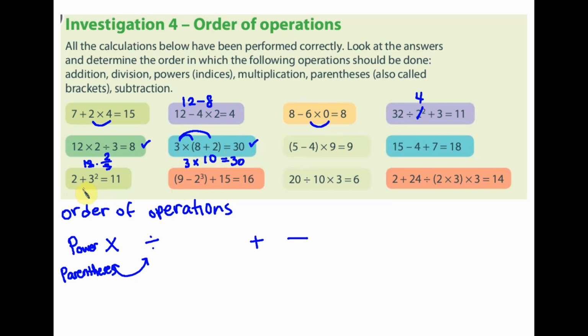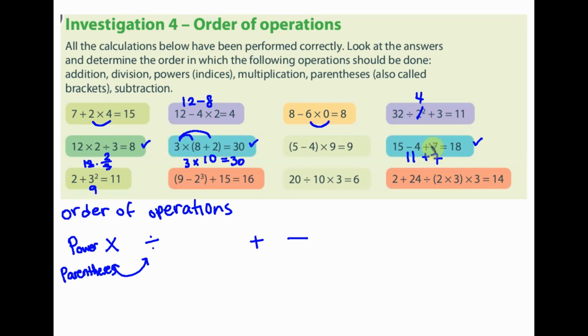And then let's perform over here. 2 plus 3 squared. Well, 2 plus, I need to calculate this number first if I want to add to any number. So 3 squared is 9. 9 plus 2 is 11. So still I have to perform power first before addition. If I perform over here, 15 minus 4 is 11 plus 7. I get 18. Okay, that works. What if I did it backward?